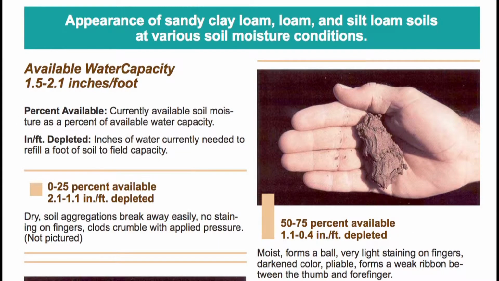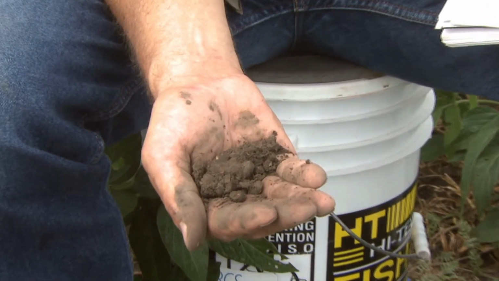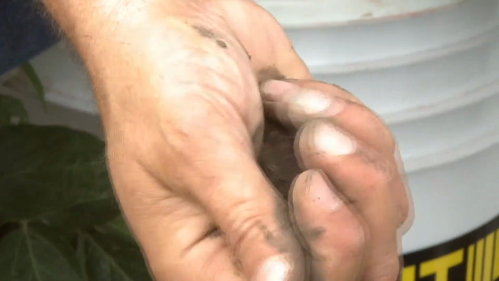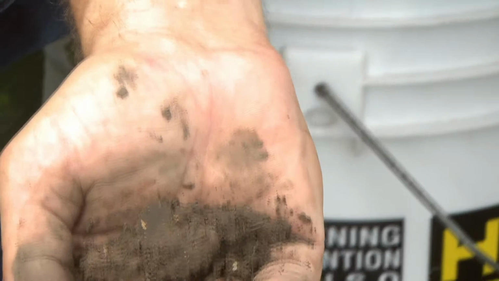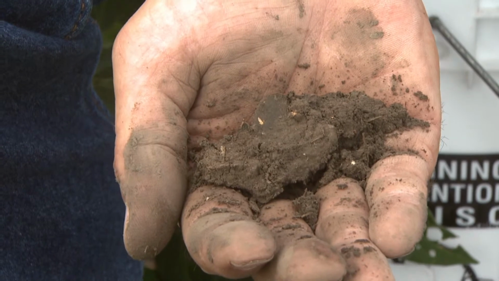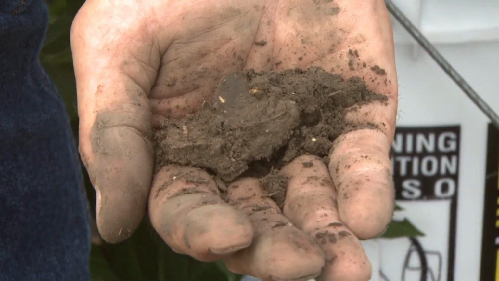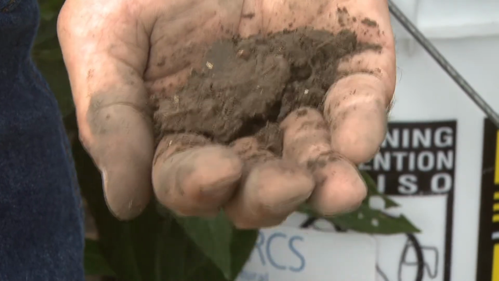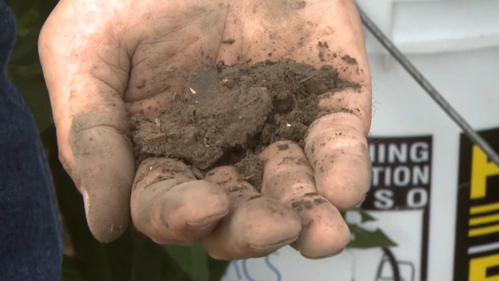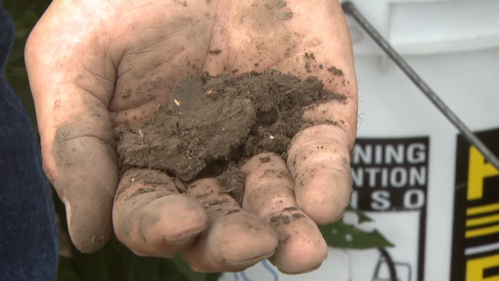So in this example, if it's dry and aggregations break away easy and no staining on my fingers, in this case I do have some staining on my fingers, then it would be at 25% or less, so we're something slightly greater than that. If it's slightly moist, it forms a weak ball with rough surfaces with no water staining on your fingers and few aggregated soil breakaway, it would be 25 to 50% available. And in this case, I would say that fits almost exactly perfect. So we're something between 25 and 50% available.